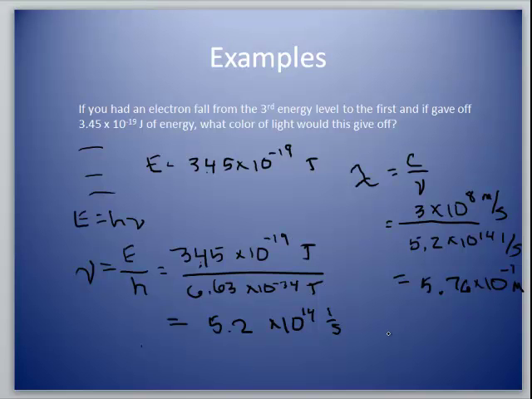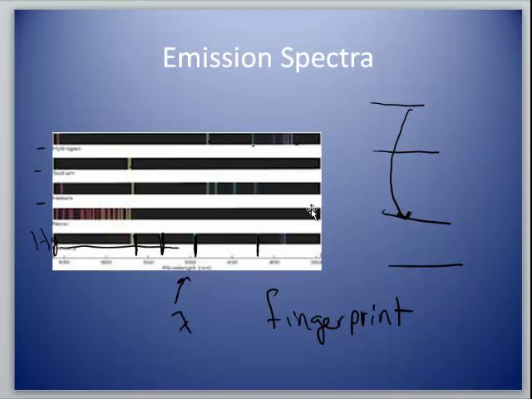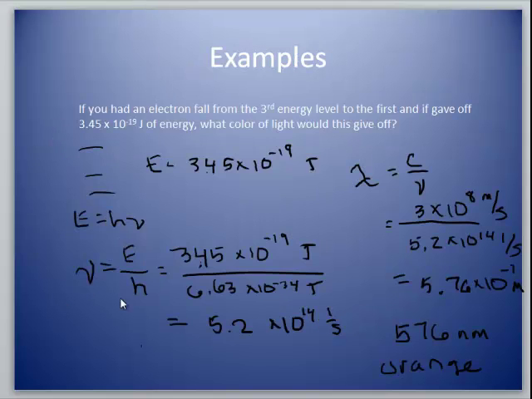Now, if we want to look at that on an electromagnetic scale, usually that's given in nanometers. So if we convert that to nanometers, we would get 576 nanometers, which, if you looked on the scale, would correspond roughly to orange light. So if you were looking back at your electromagnetic spectra or your emission spectra for this particular atom, it would have a wavelength roughly in that region, which corresponds to orange light.